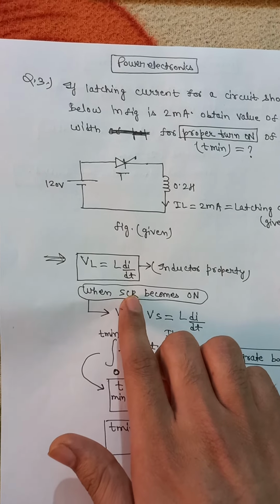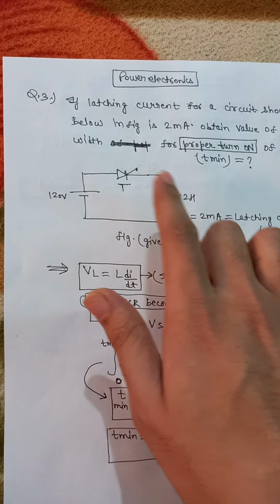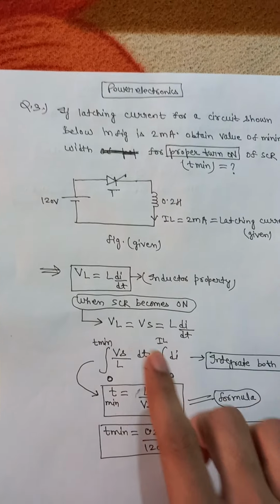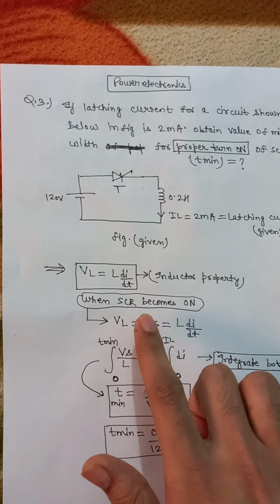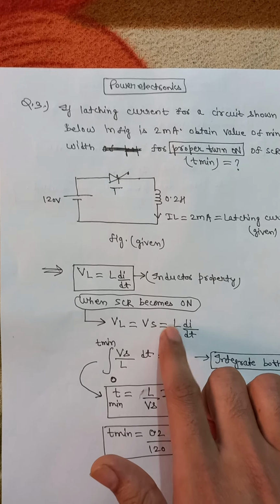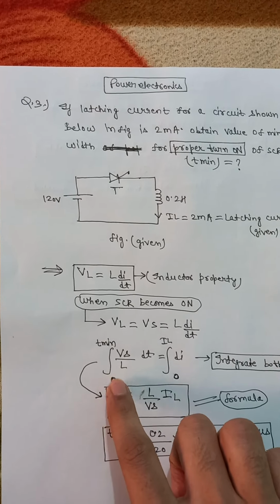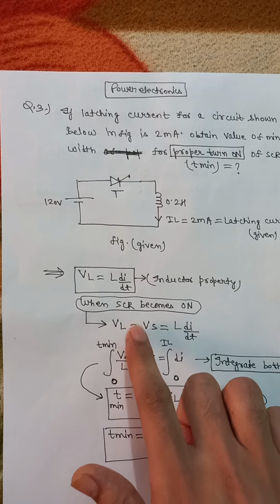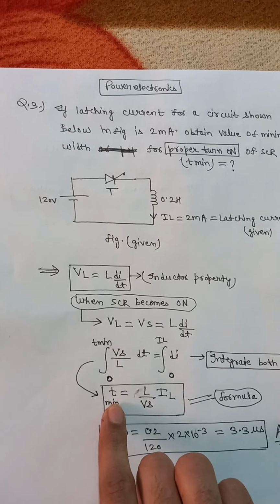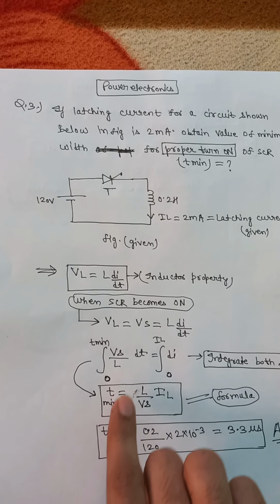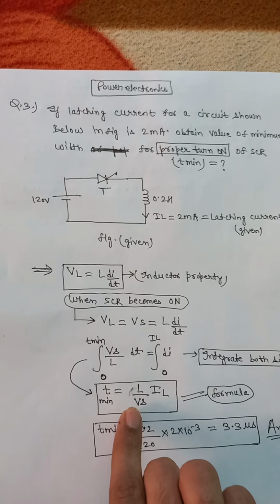So what will happen when the SCR becomes on? When the SCR becomes on, then the supply voltage Vs is equal to the inductor voltage VL. That's what I have written here. When the SCR becomes on, VL, that is the inductor voltage, is equal to the supply voltage Vs is equal to L di by dt. After rearranging and integrating on both sides from 0 to T minimum and from 0 to IL, we will get the minimum pulse width, T minimum, is equal to L upon Vs into IL, where IL is the latching current, L is the inductor value, Vs is the supply voltage.